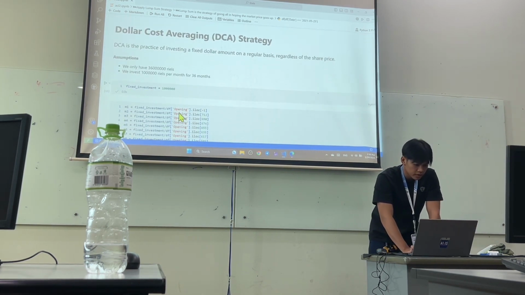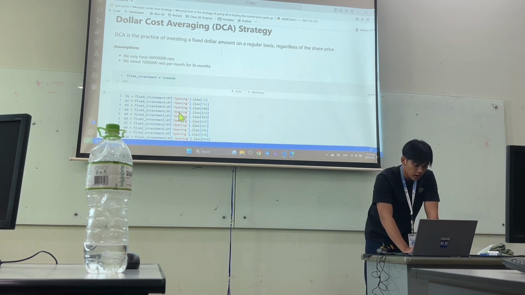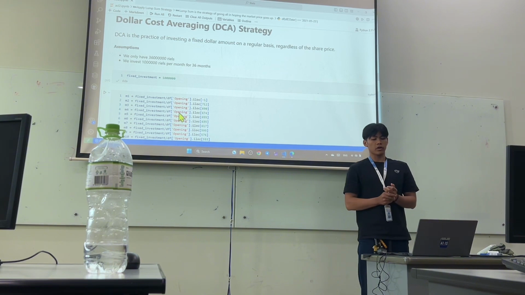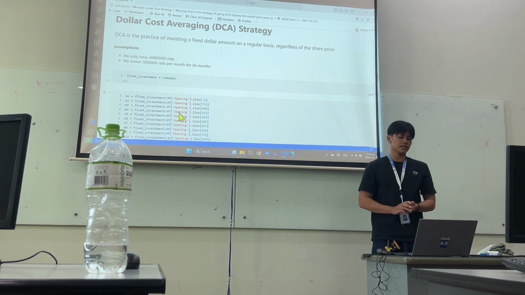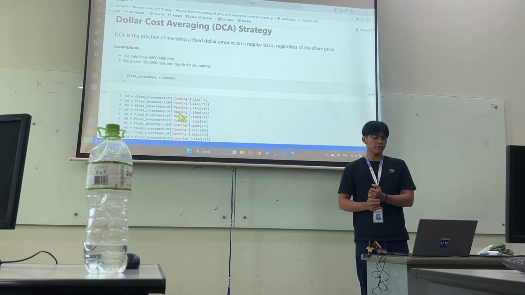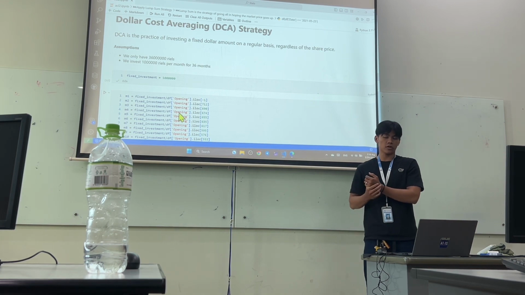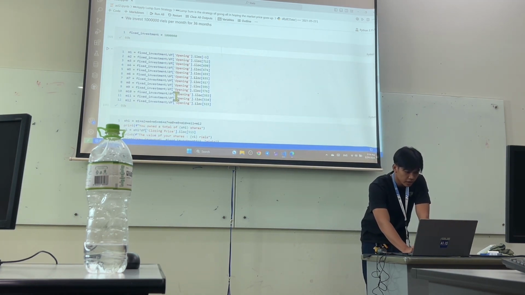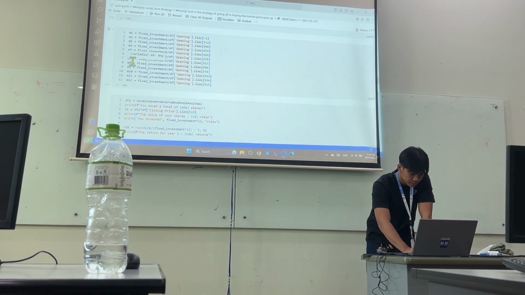And let's move to the cost averaging. The cost averaging is we take a piece of our money to invest over a period of time. Let's say that we have 1 million real and we invest it per month for 36 months. This is the opening price of month 1 to month 12.